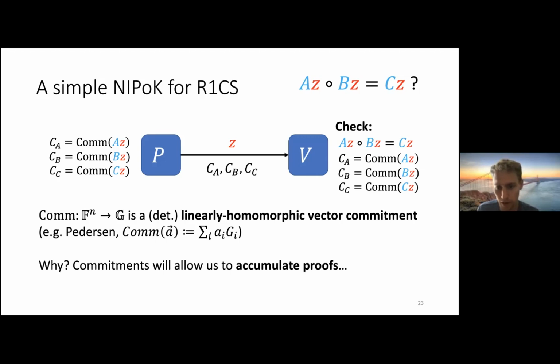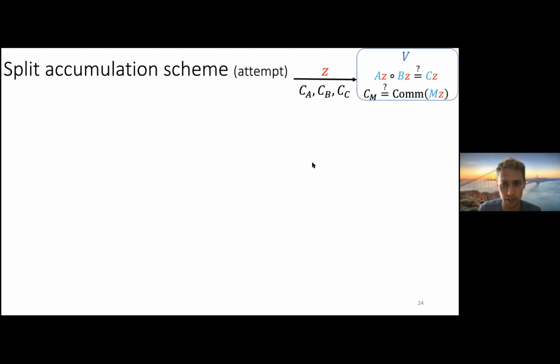So that's the entire proof system. And why do we send these commitments? Well, they will allow us to accumulate proofs. So now this is the NARK. This is it. And now what we'll do is build an accumulation scheme for this NARK. And then we will show that once this accumulation scheme exists, through our entire pipeline, we'll get IVC.